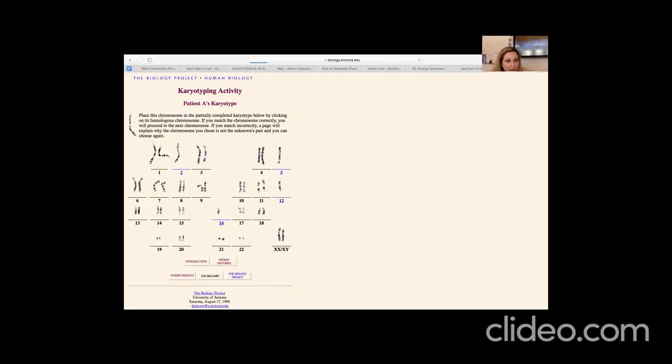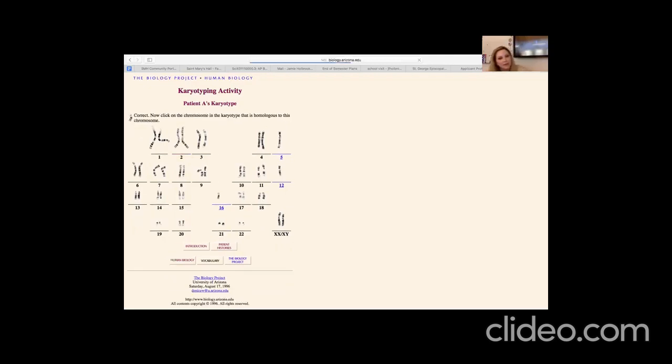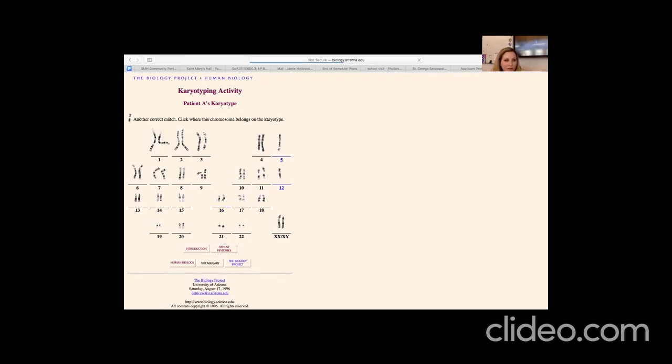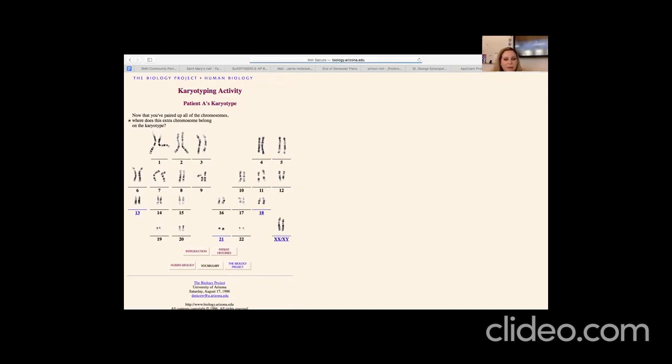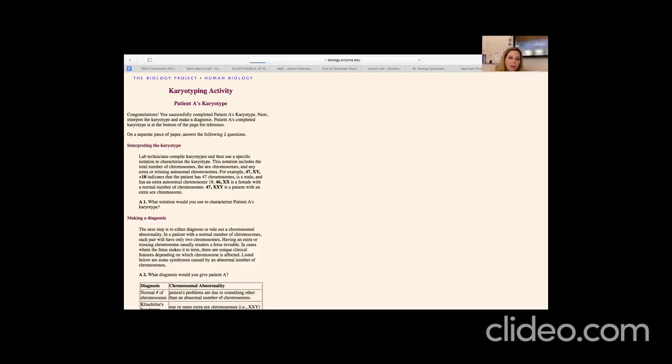You look at the size and the banding pattern, and hopefully you would pick, oh God, please don't let me pick this wrong. Number 2, yes, got it right. You'd pick number 2 and it says correct. Now find which one matches this one. You would pick 16. Now find which one matches this one. You would pick 12. And then the last one is 5. Once you've made the karyotype, they give you an extra chromosome and you need to match where it goes. Here, it goes on 21. So I click 21, and now I have a completed karyotype on patient A.